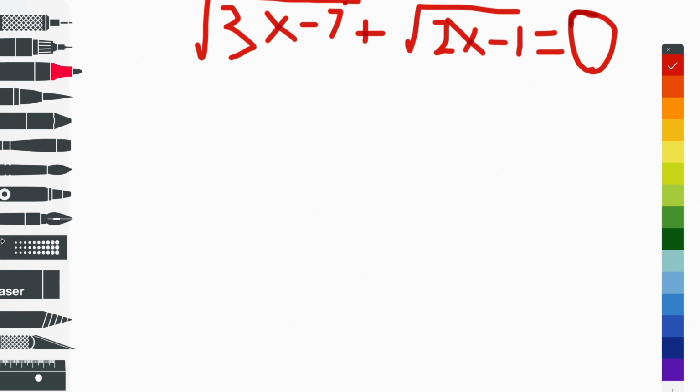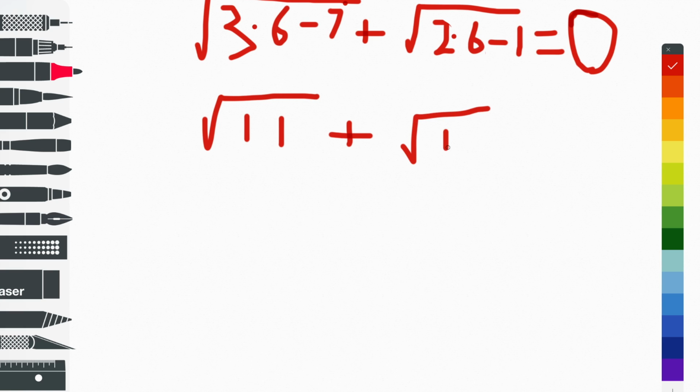So let's get rid of the x part because we already figured out x was equal to 6. So now it's the square root of 3 times 6 minus 7 plus the square root of 2 times 6 minus 1 equals 0. So let's solve for this. 3 times 6 is 18, minus 7 is the square root of 11. Plus 2 times 6 is 12, minus 1 is 11, so the square root of 11.